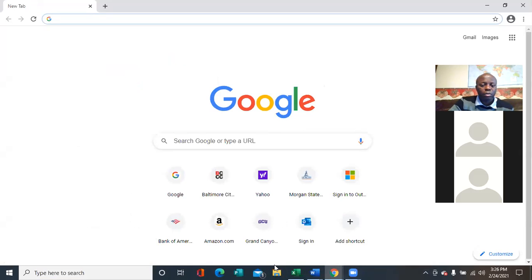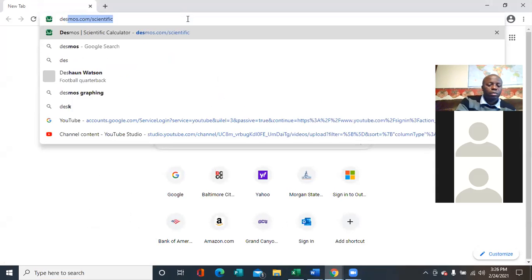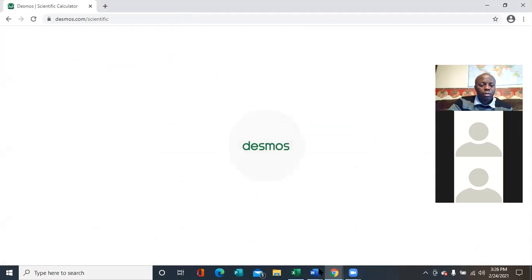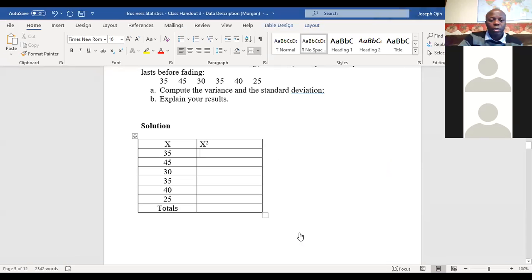Desmos. Yep, good. Now, 35 squared means 35 times 35, or you can just write 35 with the square right there. That gives me 1225. I'll go here and put 1225.